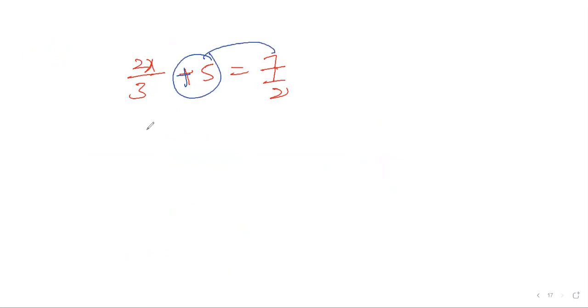So let me take a sample example. From the previous example, 2x by 3 plus 5 is equal to 7 by 2. Some people try to shift the 3 directly, or want to shift the 2 first. Don't do it. The first preference is addition or subtraction terms; you can do them first. This is addition, you send it across. So 2x by 3 is equal to 7 by 2 minus 5.